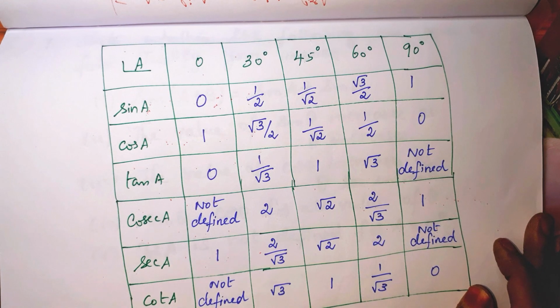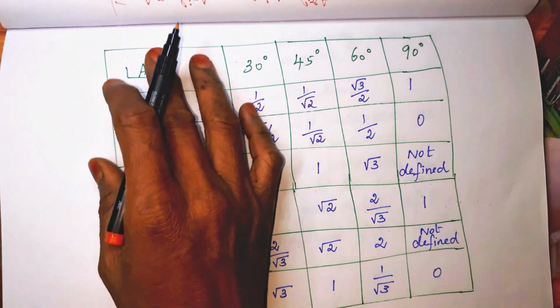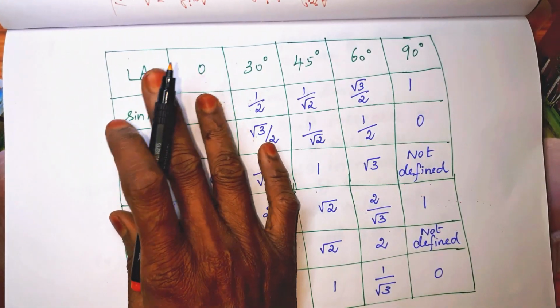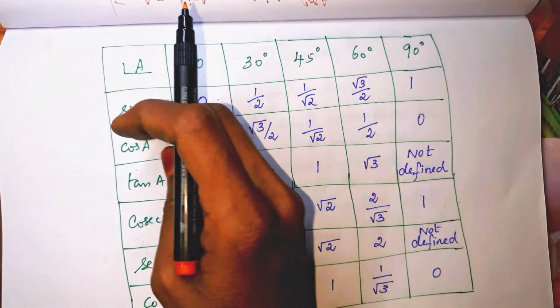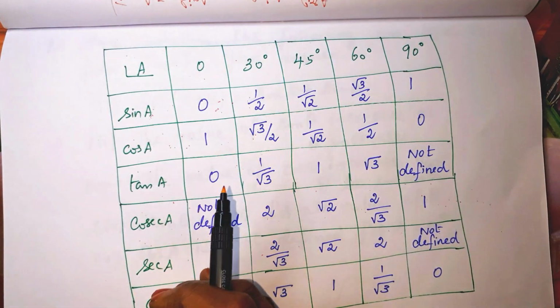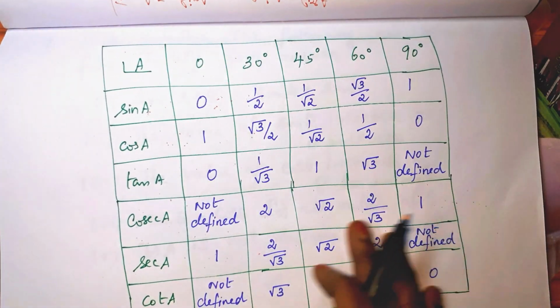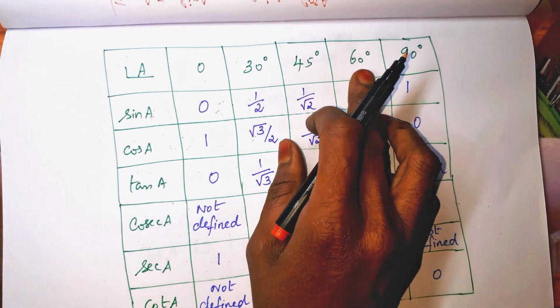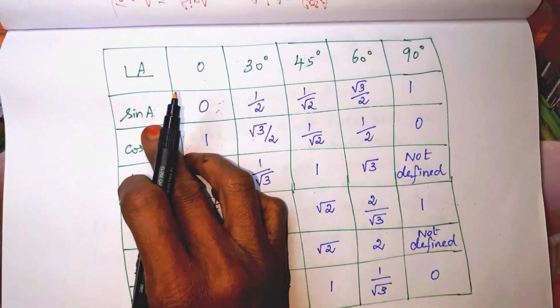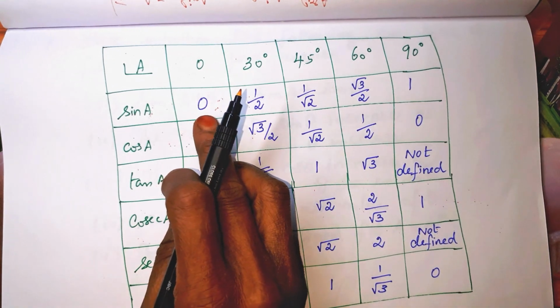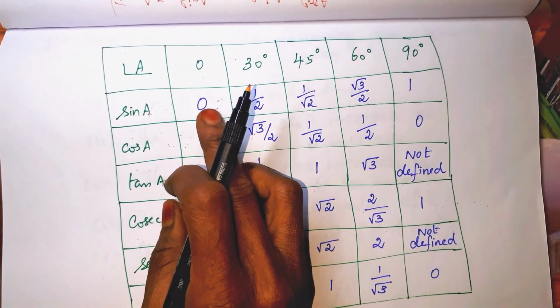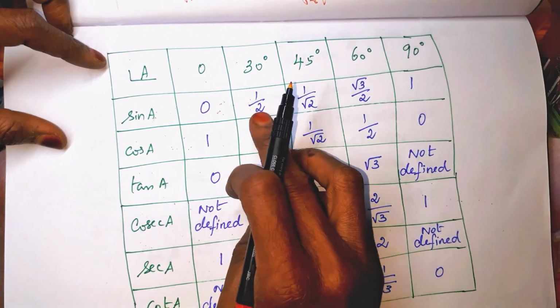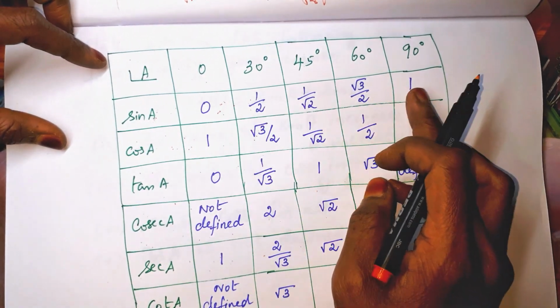This is the important table which you have to study and memorize the values. We have taken some values for angle A, and the respective sine, cos, tan, cosecant, secant, cot values are given in the table. Angle starts from 0, 30, 45, 60, 90, and the sine values are 0, 1 by 2, 1 by root 2, root 3 by 2, 1.